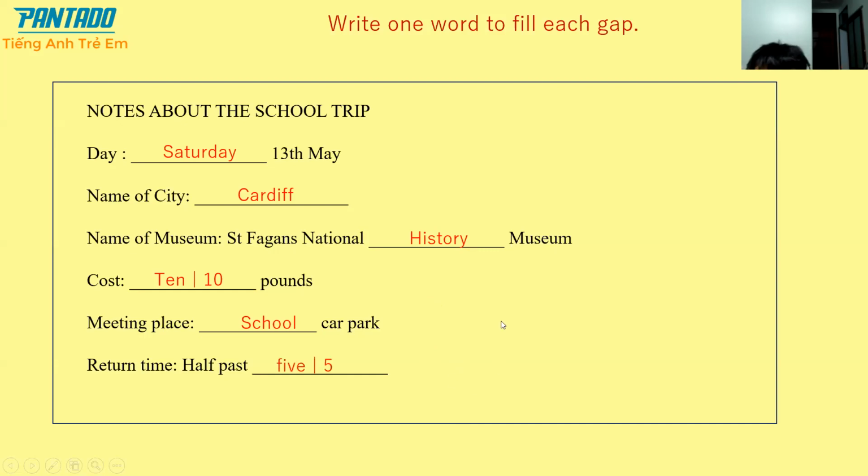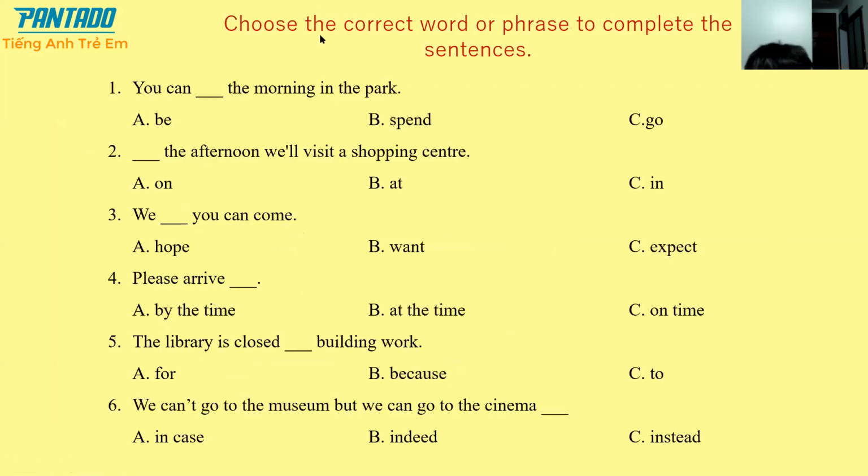Very good. So, next questions. Choose the correct word or phrases to complete the sentences. You can blank the morning in the park. Is it spend or go? You can spend. All right. You can spend the morning in the park.